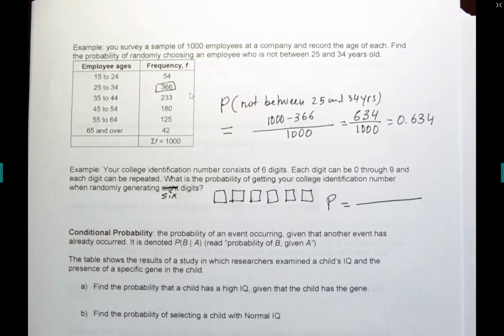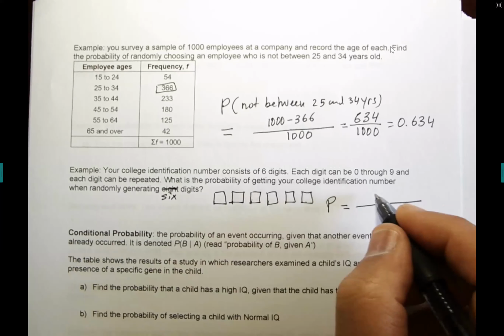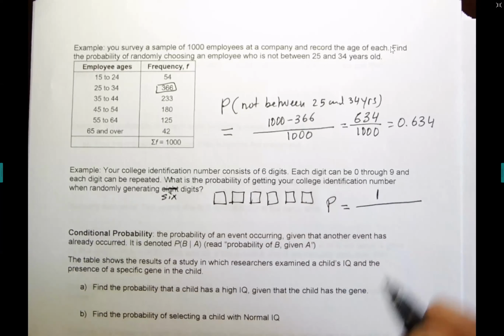Any ideas? So there's only one ID number that matches your ID number. So actually it is a 1 here. What works in your favor is that your chance of winning is 1 ID.